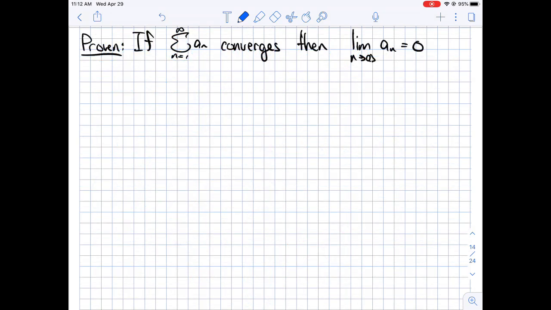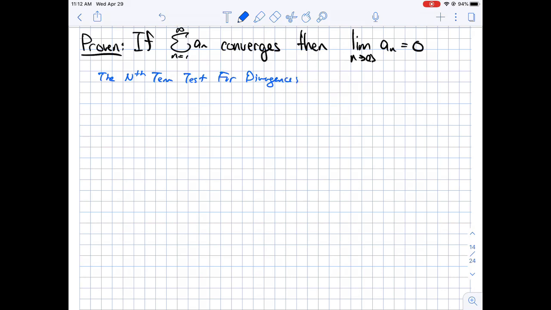So this is what we have just proven. Anytime we have a convergent series, it must be that the terms being added up get infinitely small. And this is going to be the basis for the nth term test for divergence. So now let's actually state what that test is going to be.